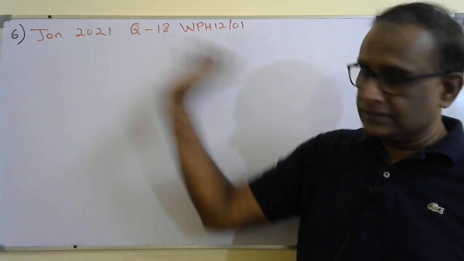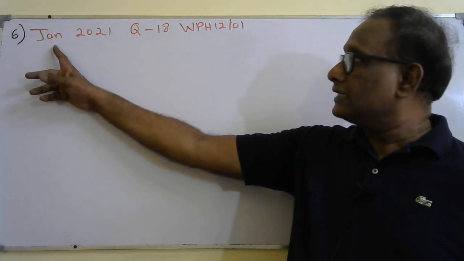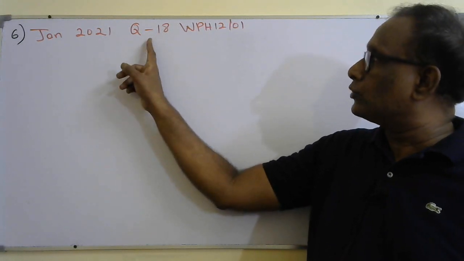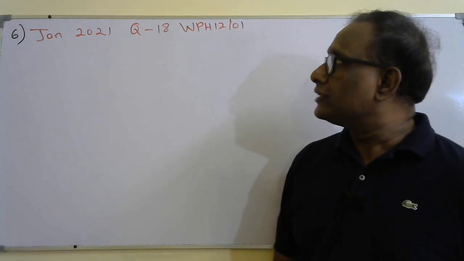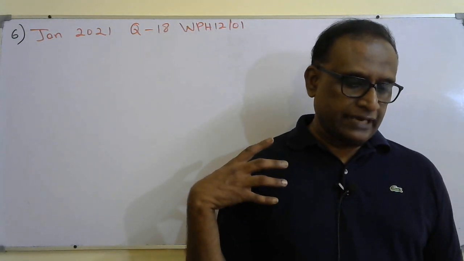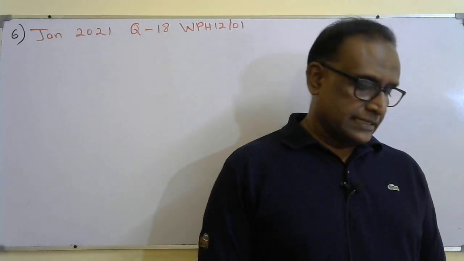Sixth question I'm discussing, the same as what I did as the fifth question. It appeared in the Edexcel IAL Unit 2 paper WPH 1201, question number 18, January 2021. The A part is: describe how a teacher can demonstrate that the light from a laser pointer is plane polarized. We haven't done polarization, I'll discuss it later.